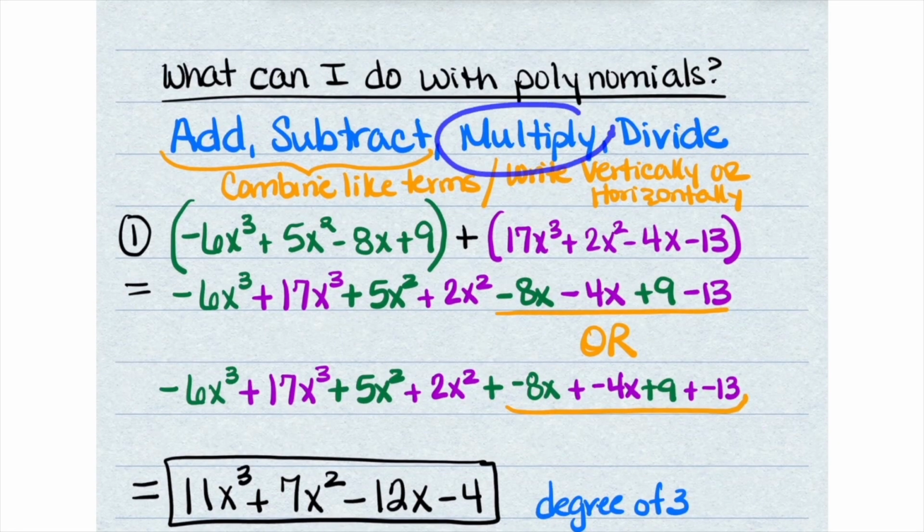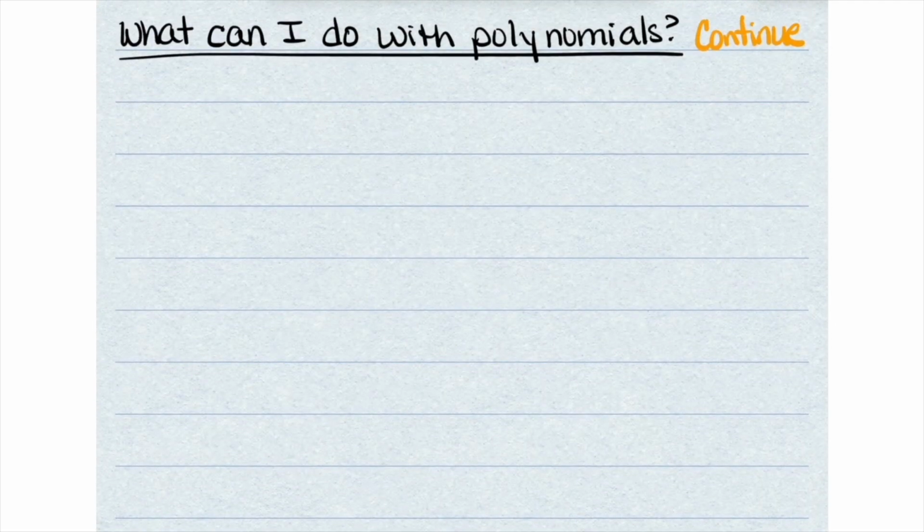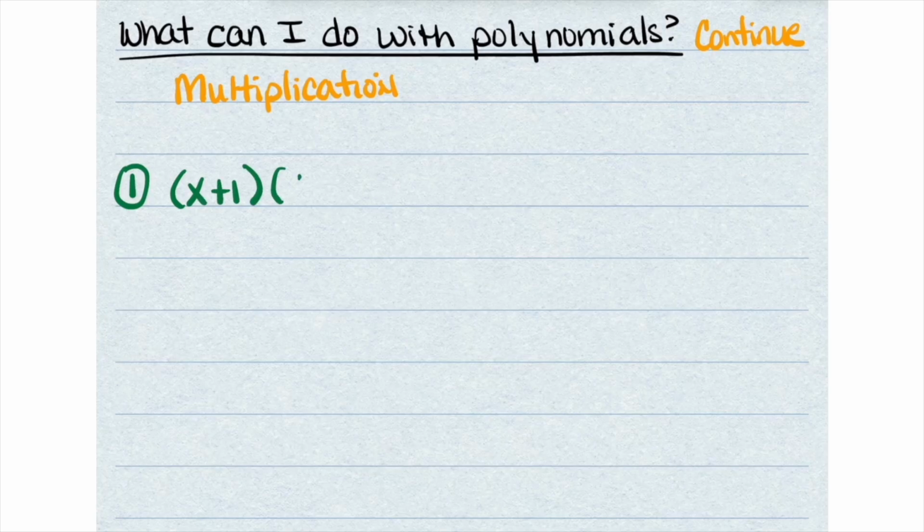Now, let's look at some multiplication. Okay, multiplication. Now with multiplication, you got some free reign because you don't have to combine like terms. You can just multiply different terms. You just have to make sure you add their exponents. So let's go ahead and start with some examples. So here's one: x plus 1 times x squared minus x plus 1.